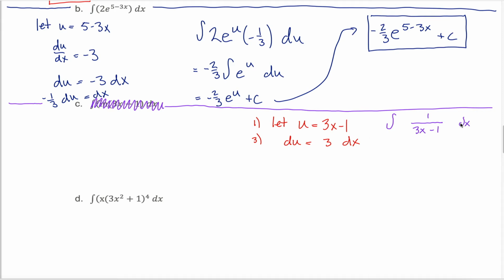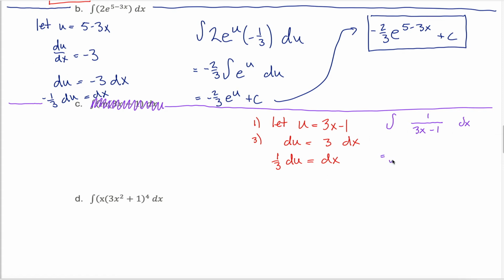When I look at my question up here, I don't see a 3 dx floating around, but I do see a dx floating around. So what I want to do is solve this for dx. I want to multiply both sides of this equation by 1/3 to get 1/3 du equals dx. I now have all the pieces that I need over here to evaluate this integral.